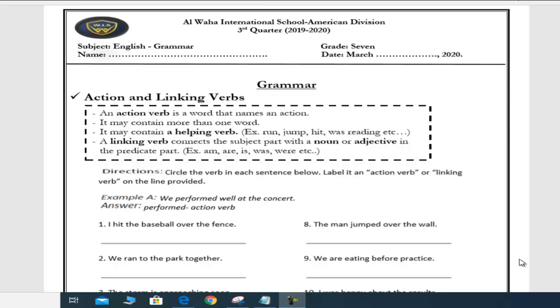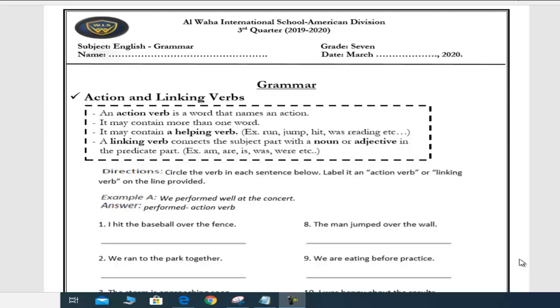The linking verbs connect or join the subject part of the sentence to or with a noun or an adjective in the predicate. Examples of linking verbs: am, is, are, the present tense form of verb be; was, were, the past tense form of verb be; or other verbs like seem, appear, become, hear, look. These are some of the examples.